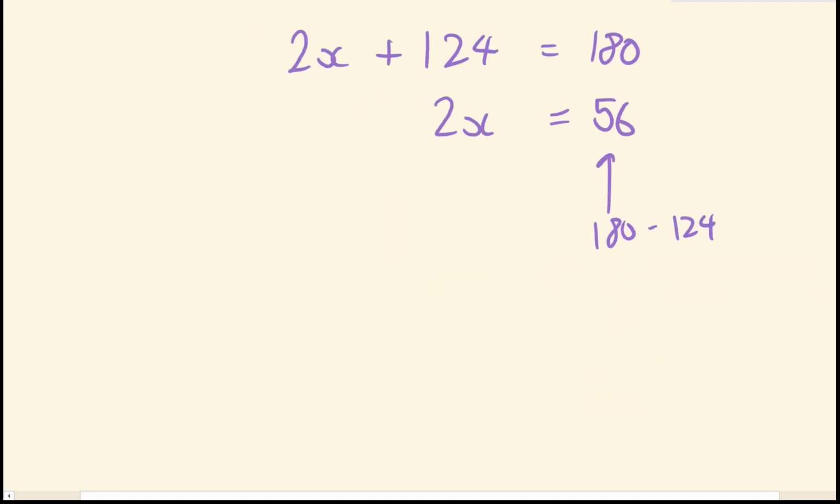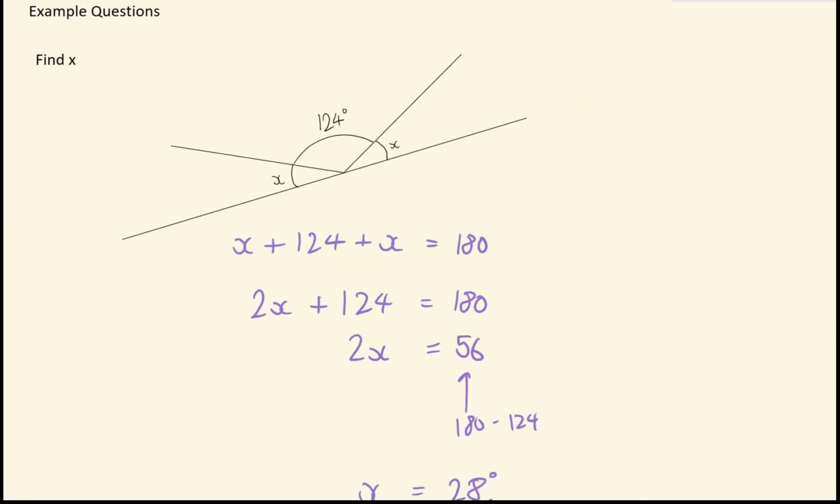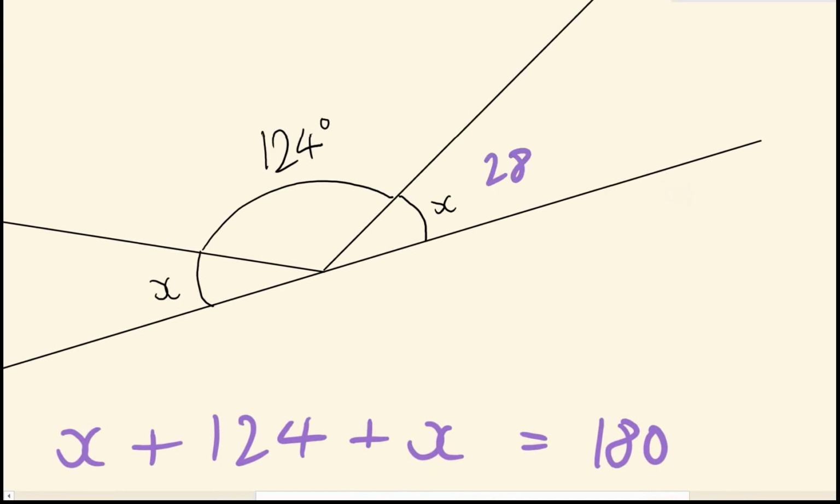So if you want to work out x, we need to halve this. Again, if two lots of x is going to be 56, one lot of x will be half 56. So we do 56 divided by 2, which comes out at being 28. So x is 28 degrees, which means basically that both these angles are each 28 degrees.